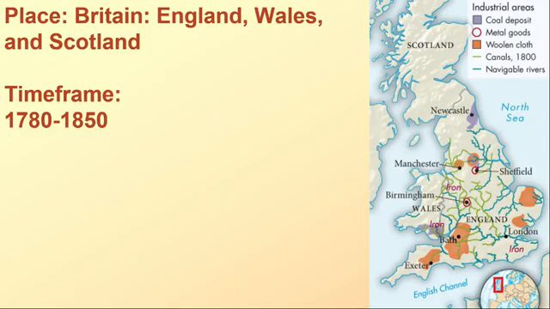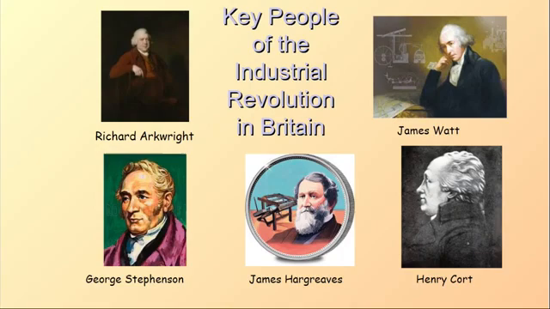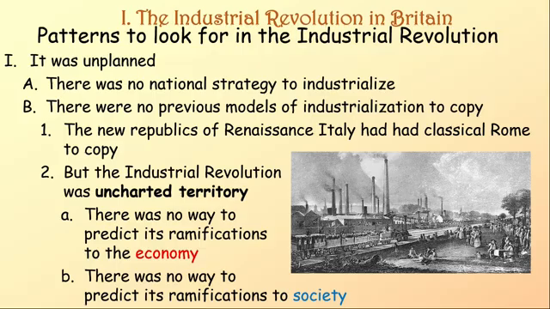So here's our place: Britain, England, Wales, and Scotland between 1780 and 1850, maybe 1851. Key concepts of the Industrial Revolution in Britain: the spinning jenny, the water frame, the spindle, the steam engine, and to top it all off, the Crystal Palace. Key people: Richard Arkwright, George Stephenson, James Hargreaves, James Watt, and Henry Cort.